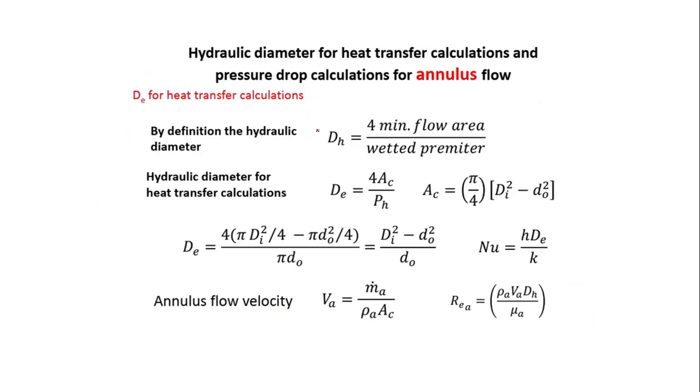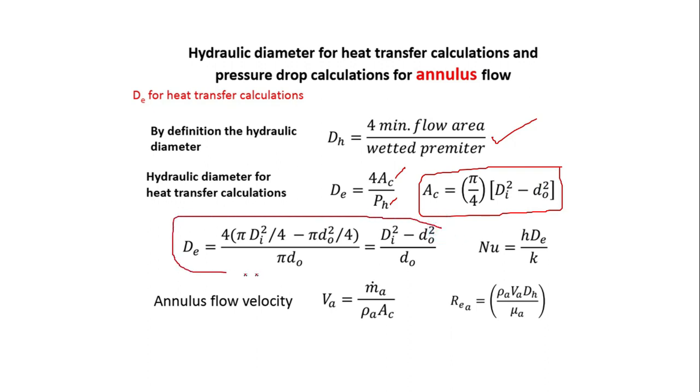This is the slide which summarizes all the major formulas that can be used for the design of the double pipe heat exchanger. Here the hydraulic diameter for the heat transfer calculations and the pressure drop calculations for the annulus flow would be the same as I explained in the previous slide, this one. And the equivalent diameter is 4 times the cross-sectional area over the wetted perimeter, and this is the formula for the cross-sectional area, and this is the equivalent diameter. After simplifying that, you will get this one formula.